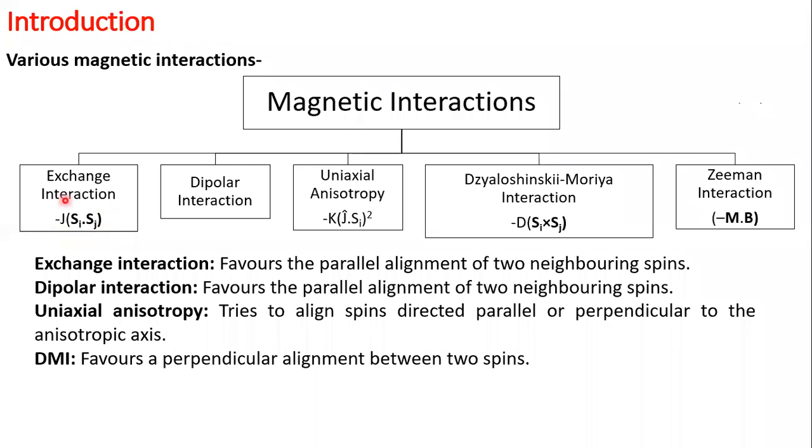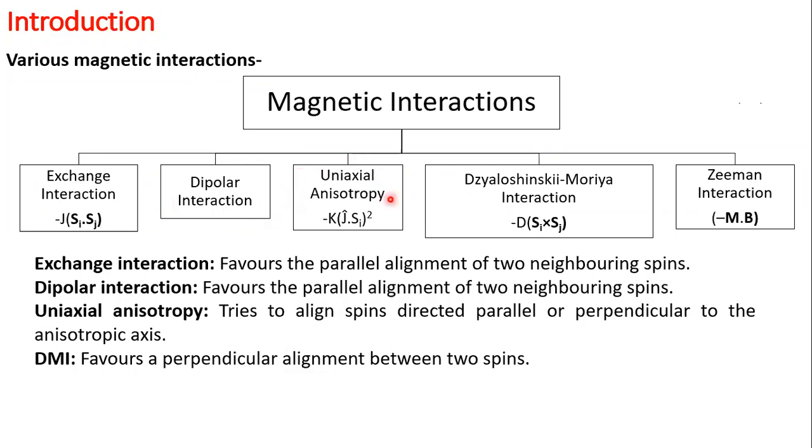This is the Hamiltonian due to exchange interaction. This J is called the exchange coupling, or rather the stiffness coupling constant. S_i vector is the spin on the ith atom and S_j vector is the spin on the jth atom. You can see that the exchange interaction favors parallel spin alignment to minimize its energy. The second one is the dipolar interaction. As at each atom we have intrinsic dipole moments, it's obvious that two dipoles will interact with each other, and this interaction favors anti-parallel alignment of spins.